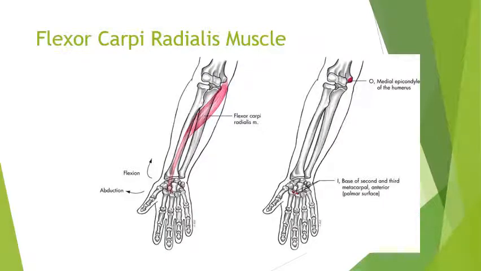So the Flexor Carpi Radialis muscle. So flexor, we know it flexes. Okay, it's going to flex the wrist. Carpi, well, it's going to insert on the base of the second and third metacarpal on the anterior surface. It has to be on the anterior surface because it produces flexion. Its origin is up at the medial epicondyle of the humerus.